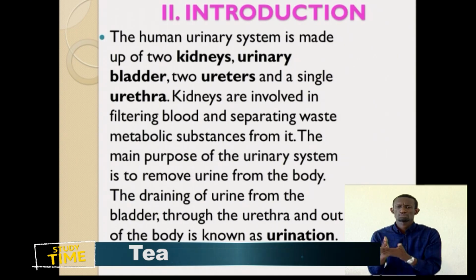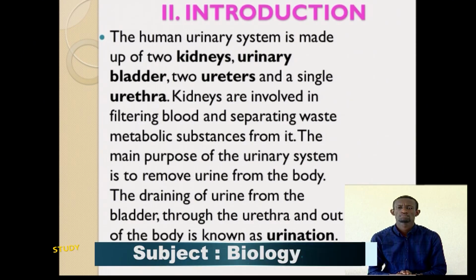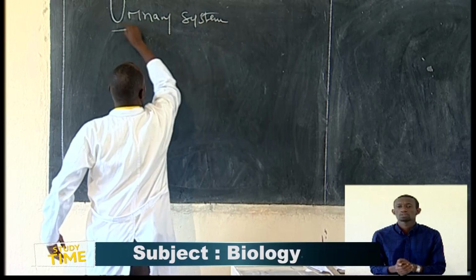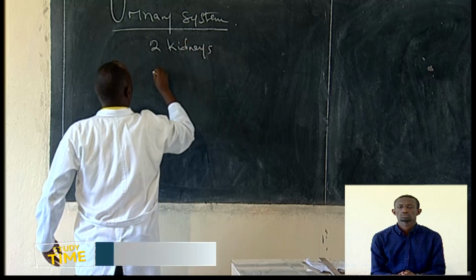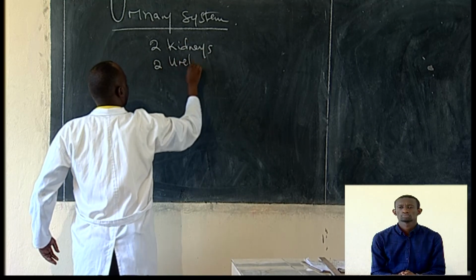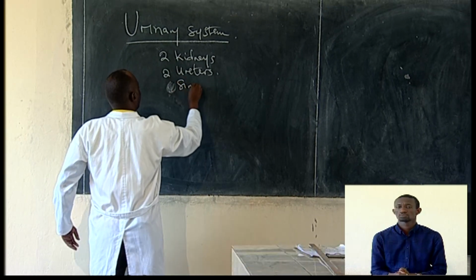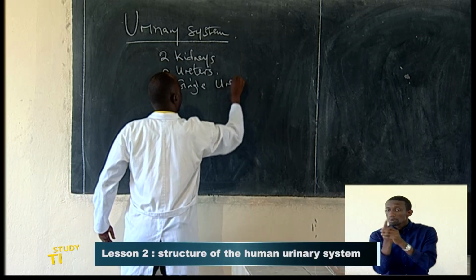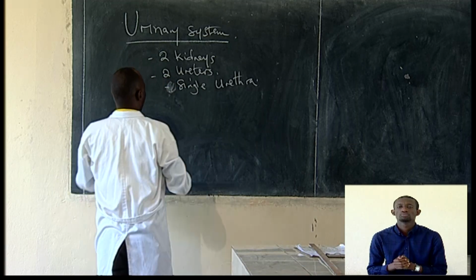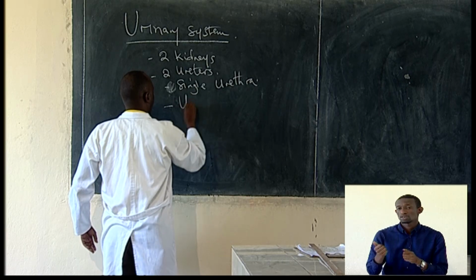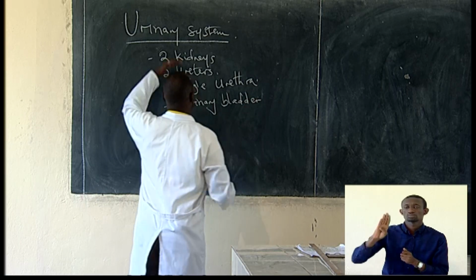So the urinary system is composed of, we said, 2 kidneys, 2 ureters, and a single urethra. The urinary system is also composed of the urinary bladder, which normally stores urine temporarily. So we're going to talk about these parts.